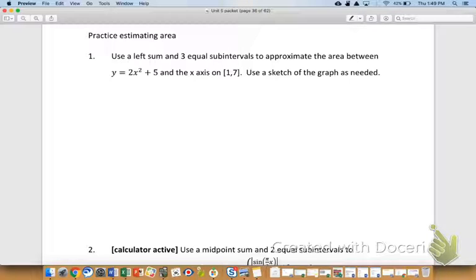If you would, please take a look here at number 1. Number 1 says, use a left sum and 3 equal subintervals to approximate the area between the x-axis and that parabola on the interval 1 to 7. Okay? If you want to sketch out a little graph, you're welcome to it. If you wanted to create a table, you're welcome to it. But we're using rectangles. We're using left sum rectangles, 3 of them, on this interval from 1 to 7.